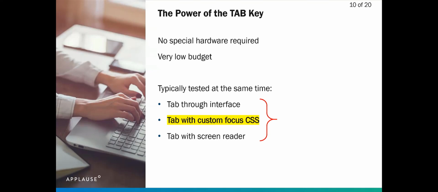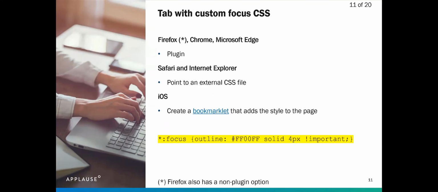So in addition to tabbing, as I mentioned, I am running with a custom style sheet, and all browsers let you have a custom style sheet. Now, the way you implement that for each browser could be a little bit different. Firefox, Chrome, and Edge, they all allow a plugin to do the styling. So it's not built into the browser itself, but there are plugins written to do that. Firefox also has a non-plugin version as well, and we can talk about that after the presentation today during the live Q&A if we need to.